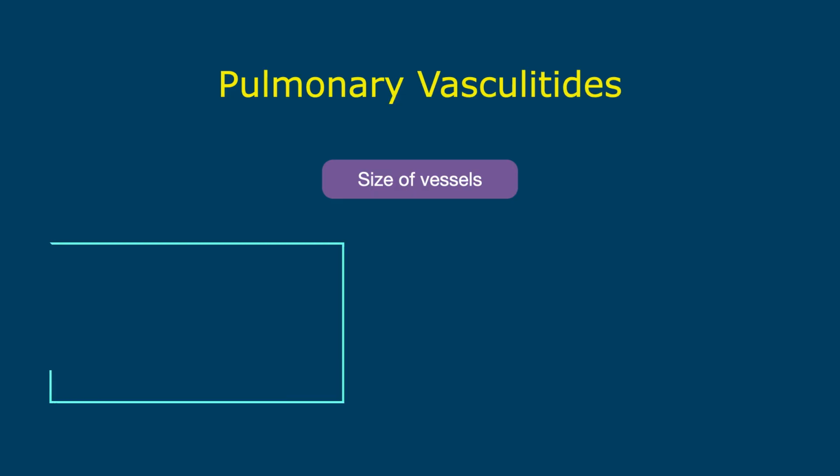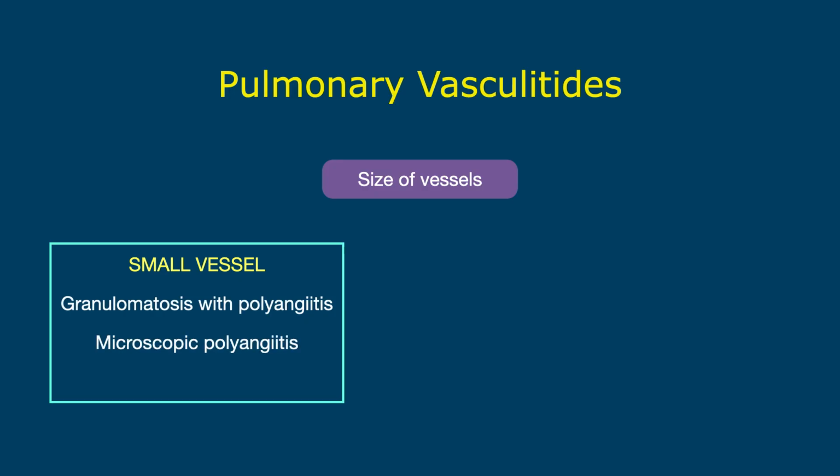Pulmonary vasculitis is a group of disorders characterized by the histopathologic finding of inflammation and destruction of the blood vessel wall. Vasculitis can be categorized based on the size of vessels that are affected, such as capillaries, venules, and arterioles, which are small, and medium-sized arteries or large arteries like the aorta.